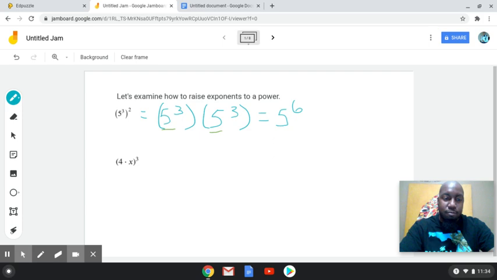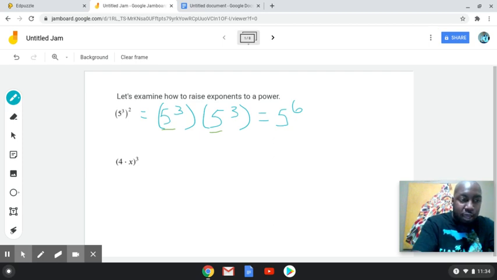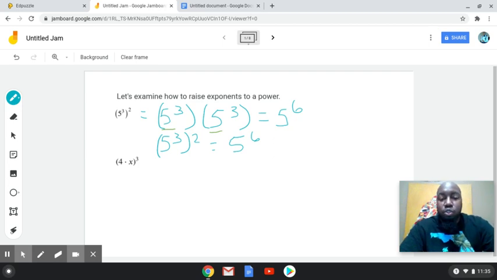A shortcut way, though, instead of just applying the product property, is that we could have really just multiplied the two exponents. So another way is that if you just did 5 to the third squared, you just look at the two exponents since they're right next to each other, and you just multiply them. So this just becomes 5 to the 6. Okay. And that's the shortcut way that we do it.